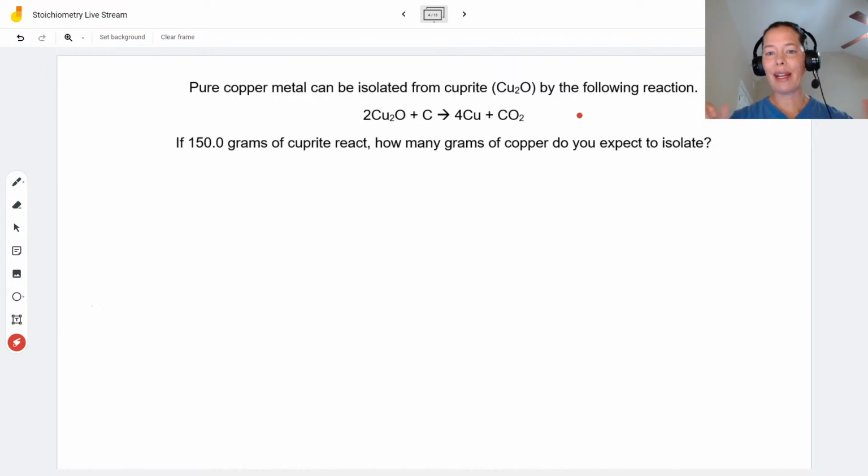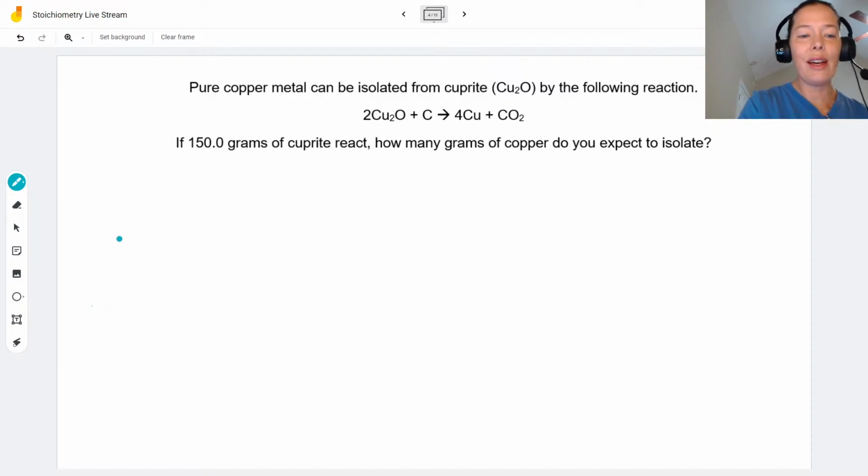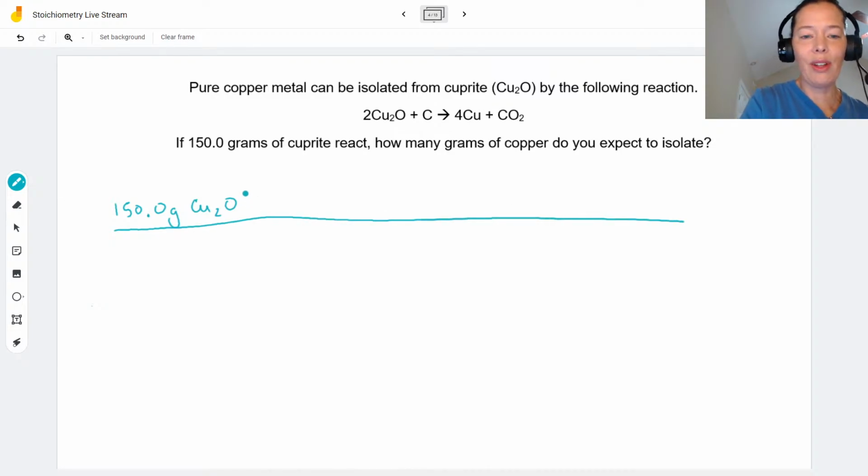And again, just looking at it, I'm like, okay, good. Yes, we're balanced. That's fantastic. We can jump right into our math. So, just like before, I start with what I'm given. I was given 150 grams of Cu2O. This again is going to be a bit of a long one, so I'll give myself space.